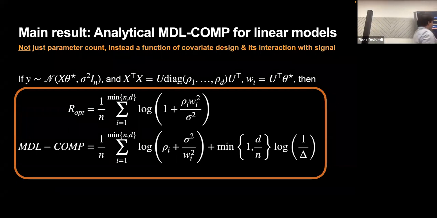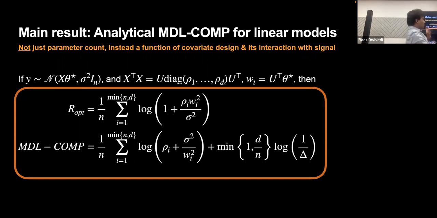Then the minimum excess code length without the regularization is as follows. It's just 1 over n log 1 plus rho i wi square by sigma square. So rho i is the eigenvalue, and wi square by sigma square is the signal in that direction. So that's what the code length looks like.